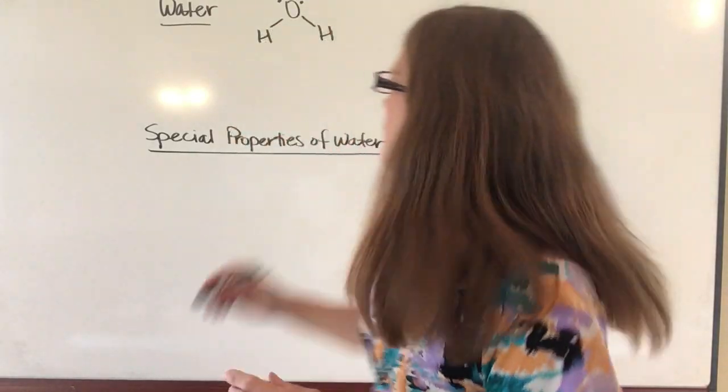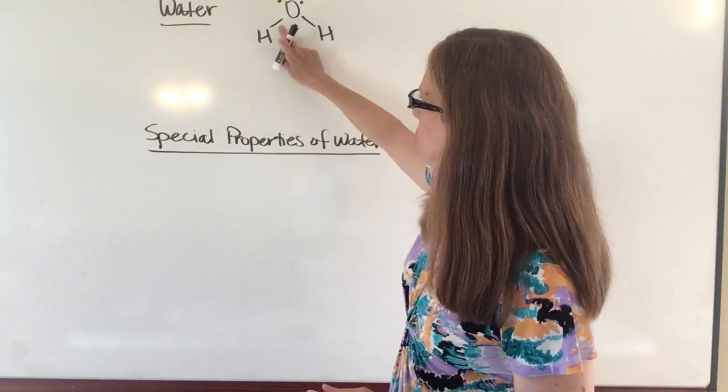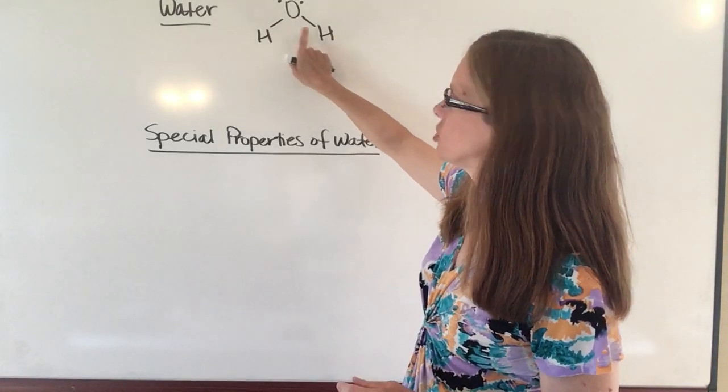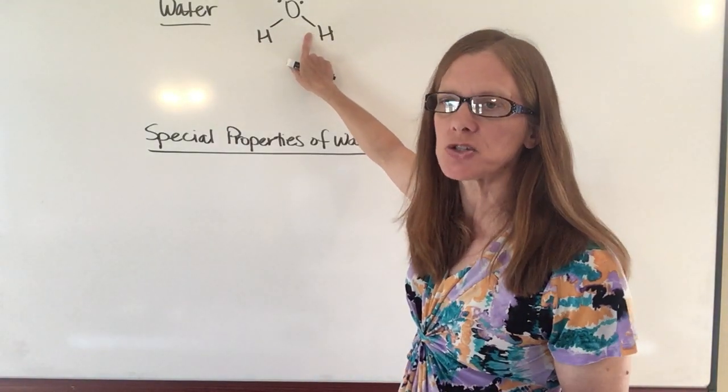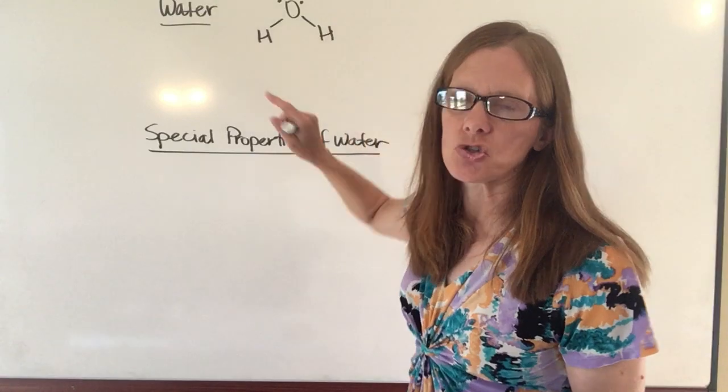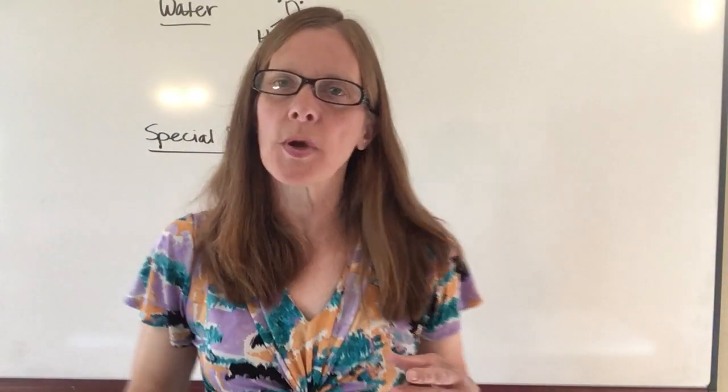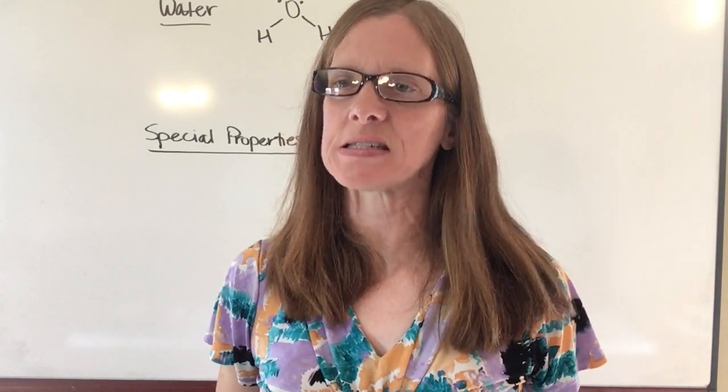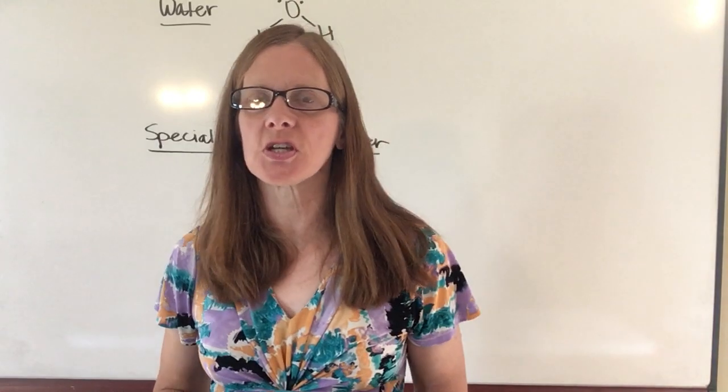But these lines here are representing shared electrons between the oxygen and the hydrogen. Now, just like kids don't always share their toys very nicely, sometimes atoms don't share their electrons very nicely either. And in this particular case, oxygen is kind of a bully. And oxygen is going to hog the electrons a whole lot more of the time than it's going to allow hydrogen to have the electrons.